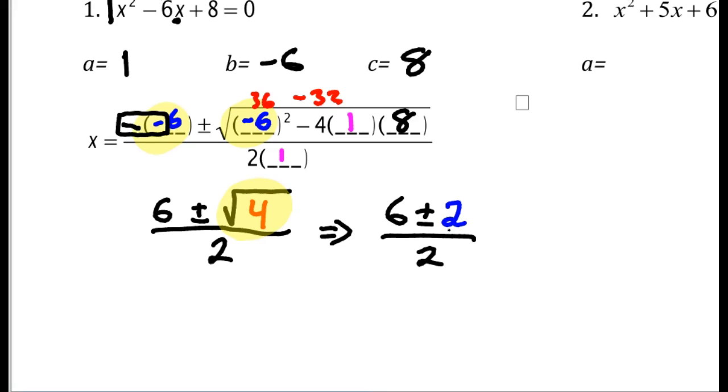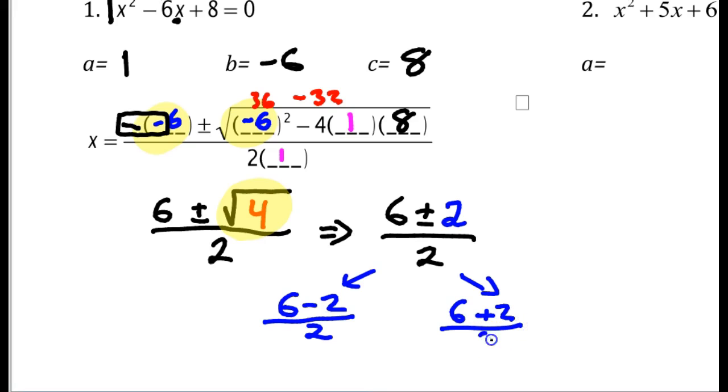And now we break it up just like we always have. Let's break it up to one with a minus sign and one with a plus sign, just like we did with completing the square. Get your 2 answers. So we have 6 minus 2 divided by 2, and we also have 6 plus 2 divided by 2. So this new symbol is just a way of making sure we do both. You're not doing both at the same time, you just split them up into 2 pieces.